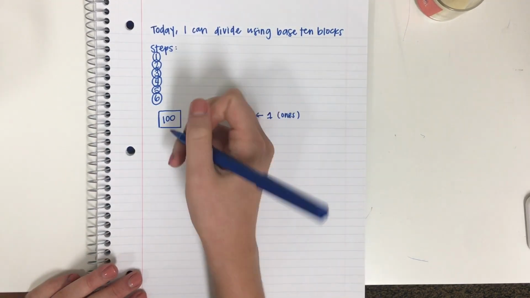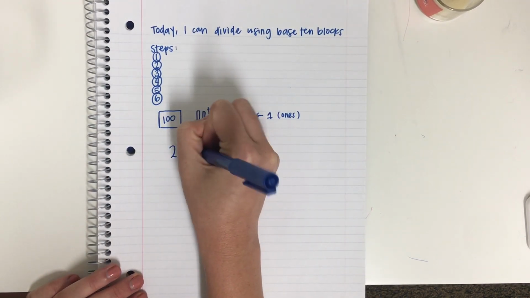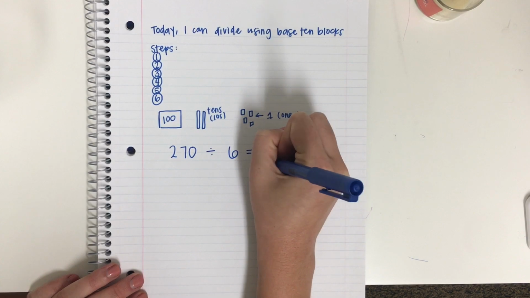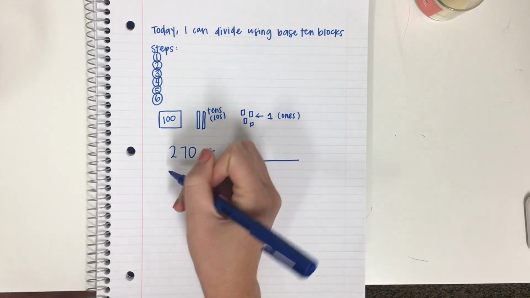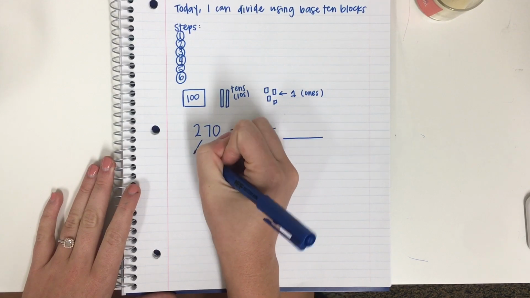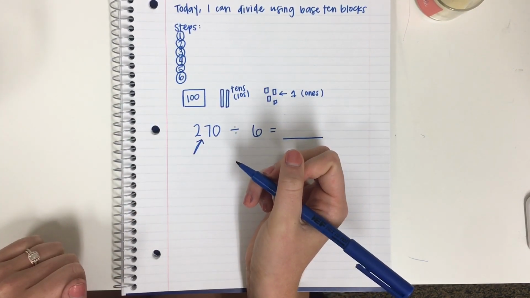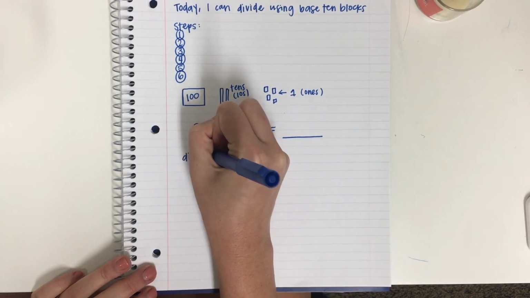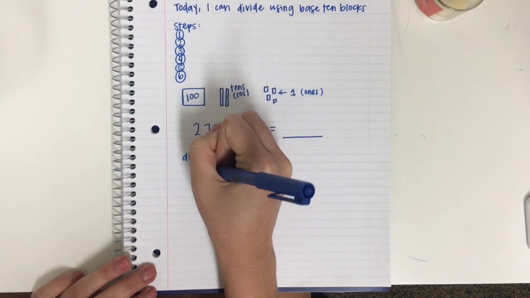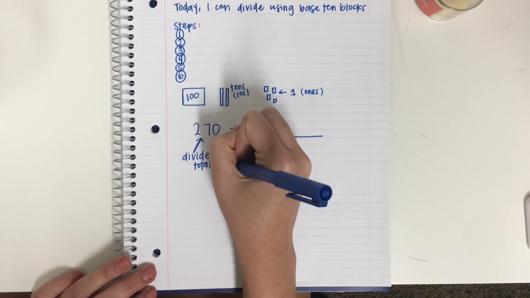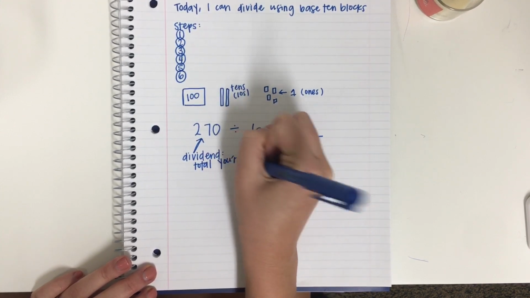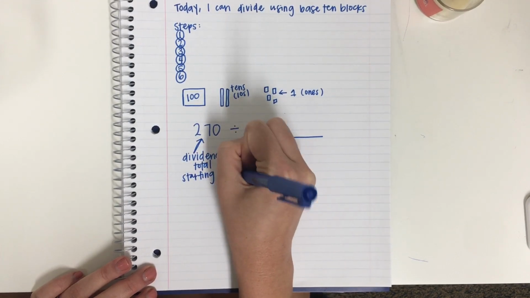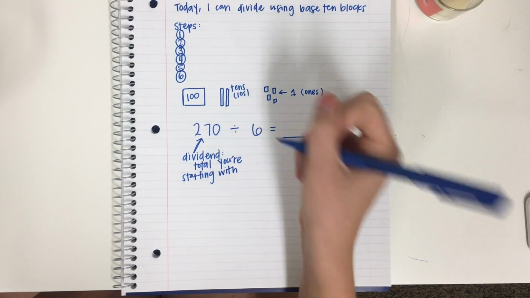So let's look at an example. Let's say that we have 270 divided by 6 equals, and we don't know what the quotient is. Let's review. This number is the whole number we start with. It's the total number that you have. We call this the dividend. So it's the total you are starting with.